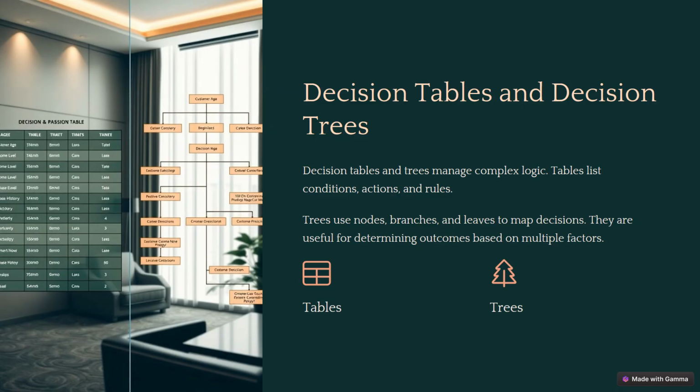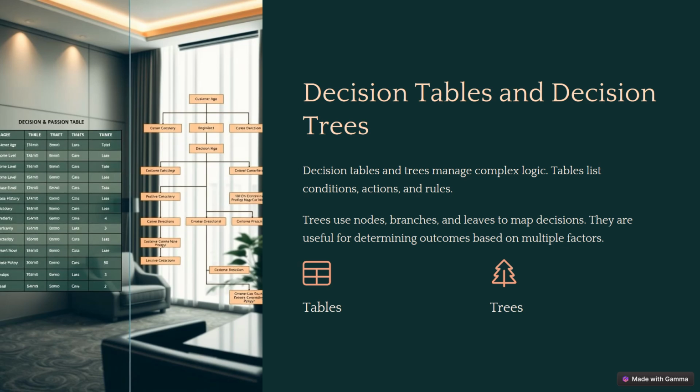Decision tables and decision trees. This is also one important technique in software analysis. The decision tables and trees manage complex logic. Tables list conditions, actions, and rules. Trees use nodes, branches, and levels to map decisions. They are useful to determine outcomes based on multiple factors.